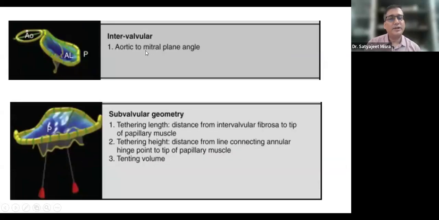You can measure the aortic to mitral valve angle, and we know that patients with a narrow angle of less than 120 degrees, these are the patients who may be predisposed to SAM post mitral valve repair or after hypertrophic cardiomyopathy.